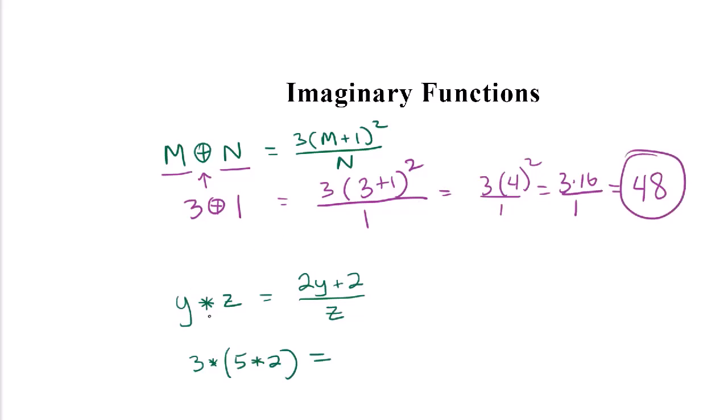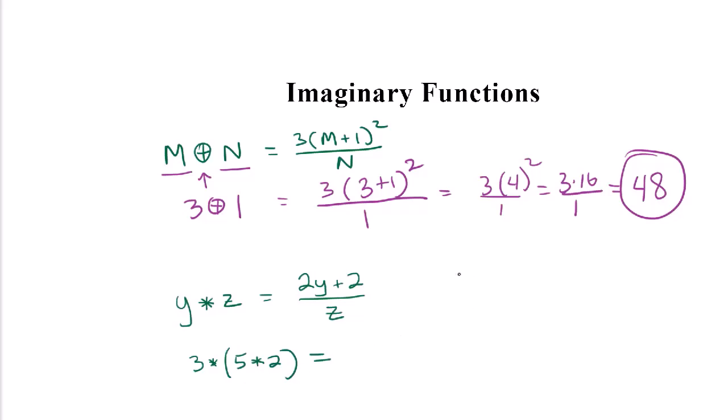All right, what if I had embedded functions? Y star z equals 2 times y plus 2, the value before the star, divided by z, the value after the star. Great, I think I understand that. What if I'm given 3 star parentheses 5 star 2? Well, okay, there's an embedded function. Again, I first need to do the parentheses. That's what I'm going to evaluate.